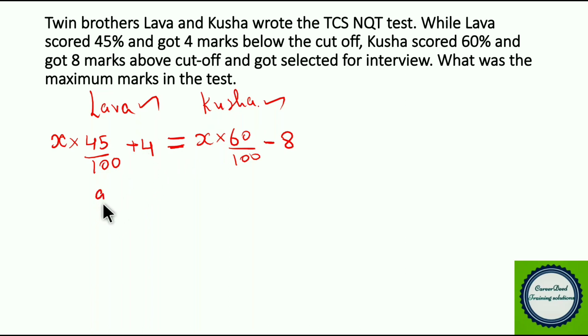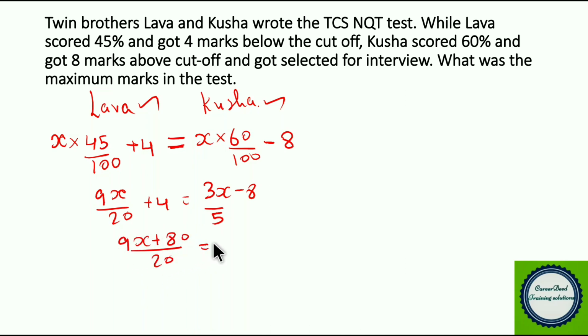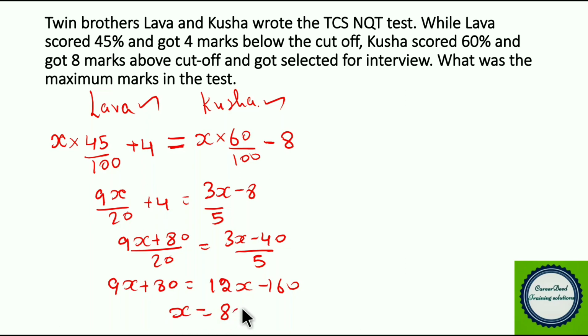Now while solving, you get 9x by 20 plus 4 equivalent to 3x minus 8 divided by 5. Now you have two equations. So while solving, you get (9x plus 80) upon 20 equal to (3x minus 40) divided by 5. Now solve it, you get 9x plus 80 equal to 12x minus 160, where the 20s cancel. So the value of x is equivalent to 80.